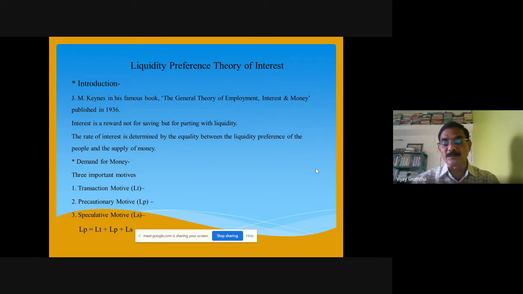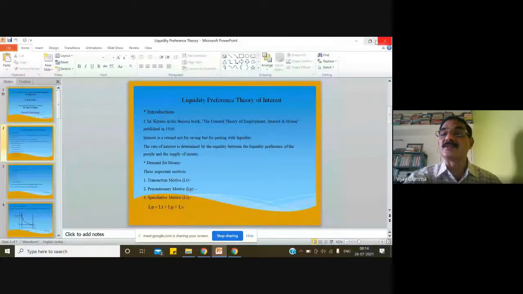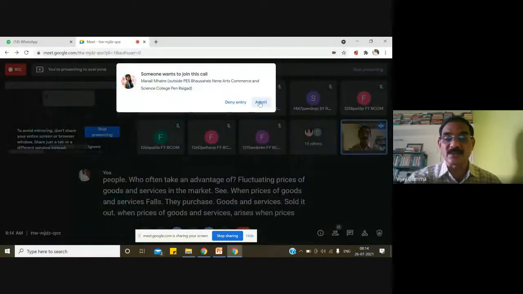Thirdly, speculative motive. There are some people who often take advantage of fluctuating prices of goods and services in the market. See, when prices of goods and services fall, they purchase goods and services and sell them out when prices of goods and services rise.